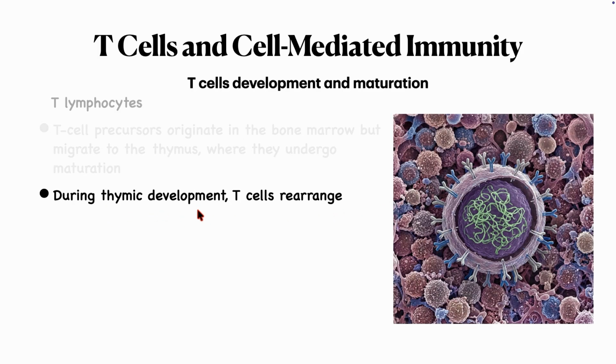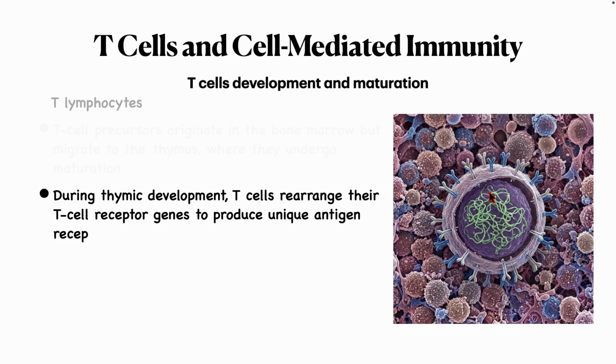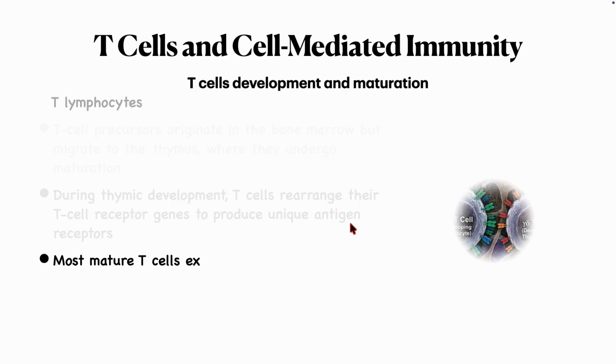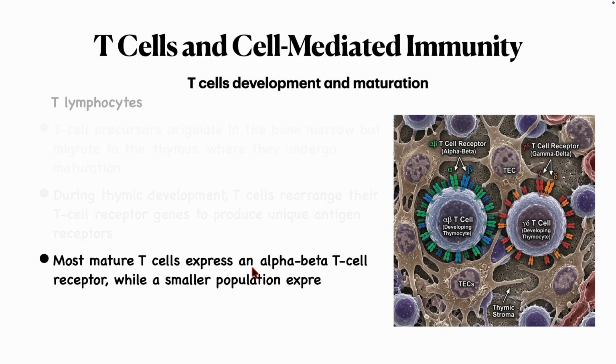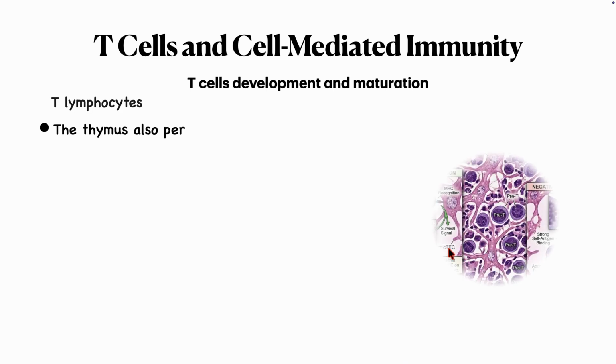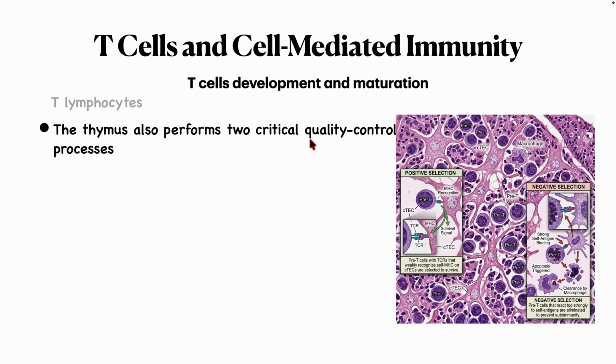During thymic development, T cells rearrange their T cell receptor genes to produce unique antigen receptors. Most mature T cells express an alpha-beta T cell receptor, while a smaller population expresses the gamma-delta T cell receptor. The thymus also performs 2 critical quality control processes.